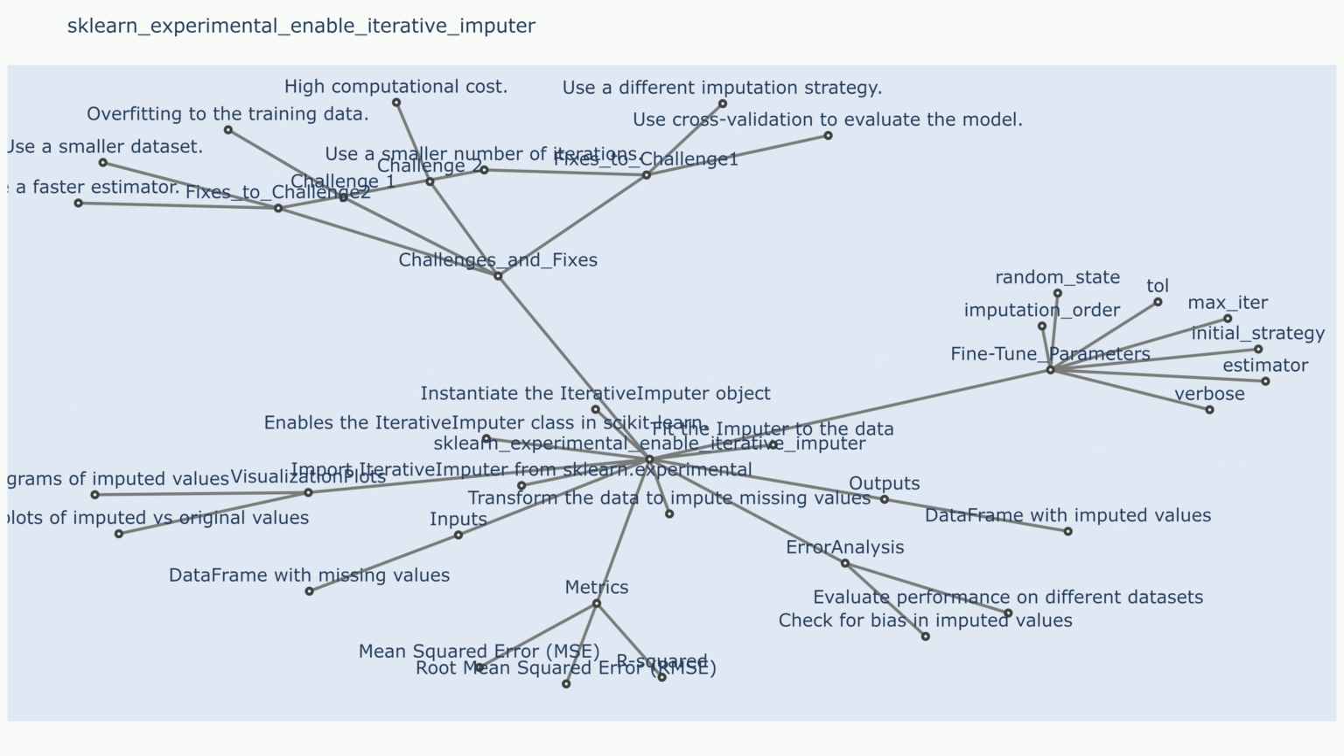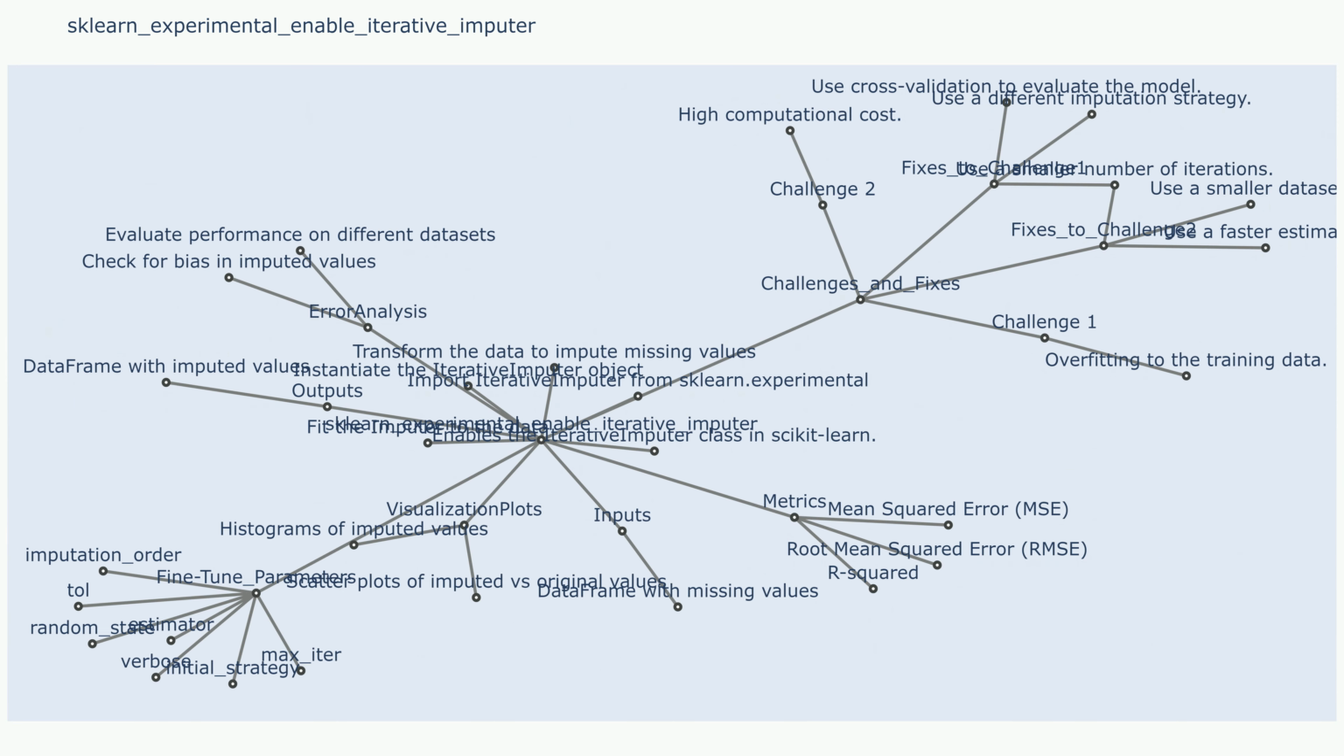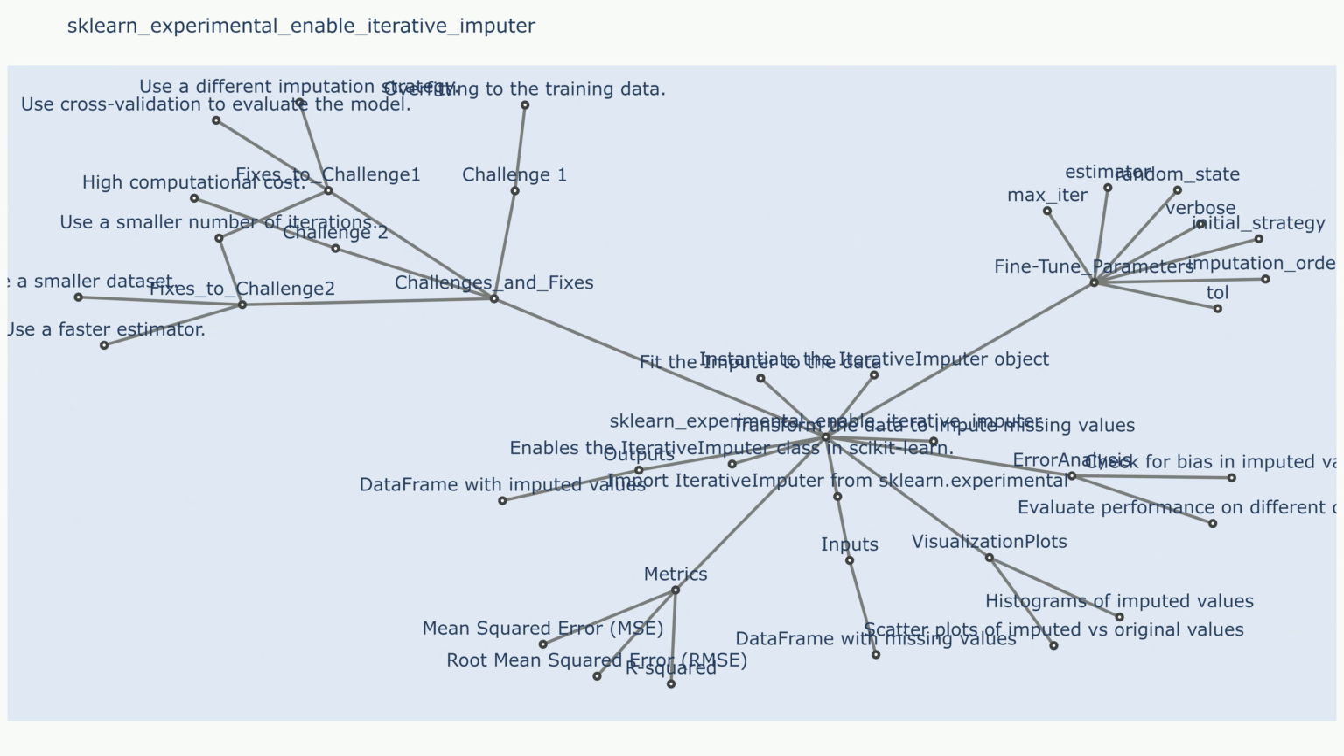Challenge 2. Overfitting. If the estimator is too complex, it might overfit the data with complete values, leading to inaccurate imputation for missing values. Sample use case that resulted in challenge 2. Using a complex decision tree model for imputation. Fixes to challenge 2. Use a simpler estimator, e.g., linear regression, or regularize the chosen estimator to prevent overfitting.